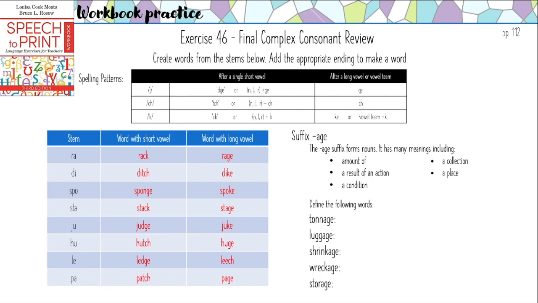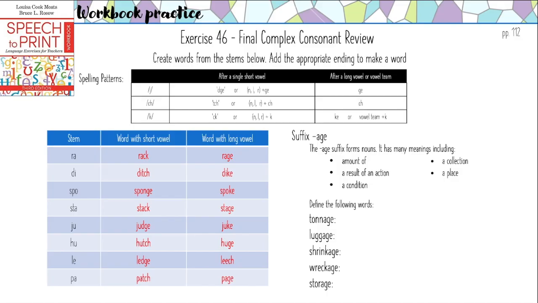Let's take a look at the AGE suffix. It's kind of an interesting little phenomenon, because you have a couple of definitions that AGE will create on a word. So it can be like an amount of, the result of an action. It can be a condition. It can be a collection, or it can create a place.